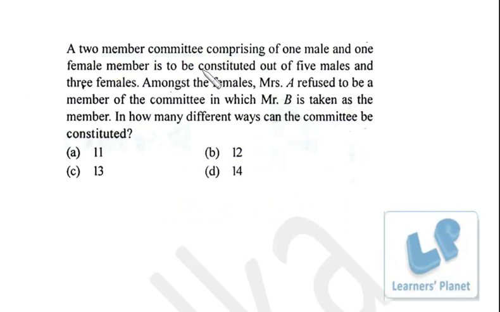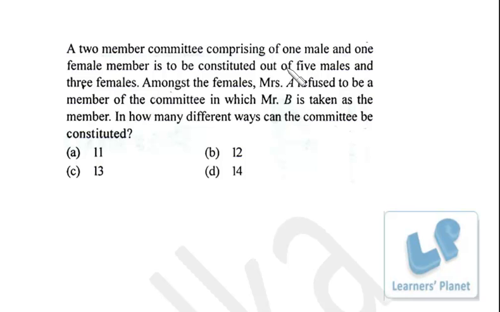A two-member committee comprising one male and one female member is to be constituted out of 5 males and 3 females. Amongst the females, Mrs. A refused to be a member of the committee in which Mr. B is taken as the member. In how many different ways can the committee be constituted? Now the problem is simple, a bit twisted, but not that difficult. We have to take two cases, right?